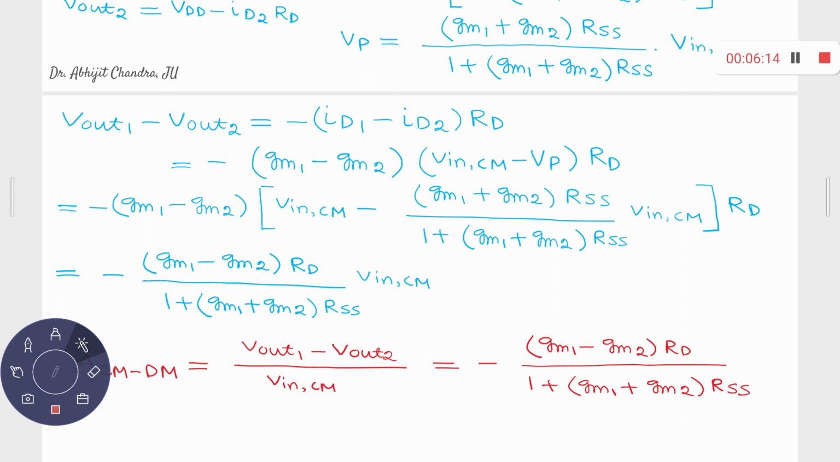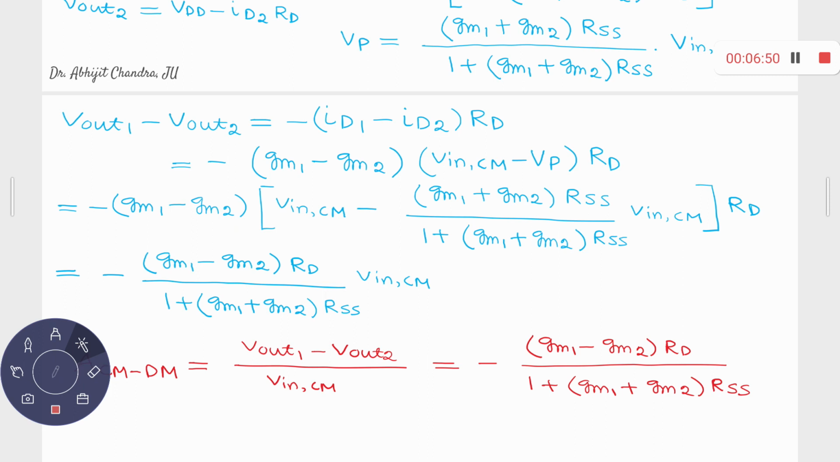This output voltage V out1 minus V out2 can be regarded as the output due to the common mode signal only, because it is due to the application of this V in CM. So what is the gain? That gain is known as the common mode to differential mode gain, ACM-DM. You did not apply any differential signal, you applied the common mode signal, and in response you have obtained some non-zero differential output.